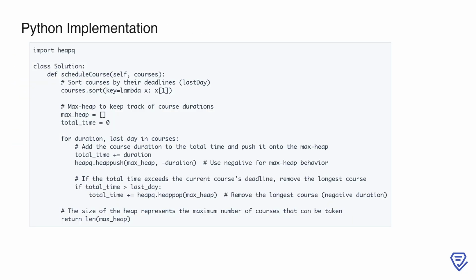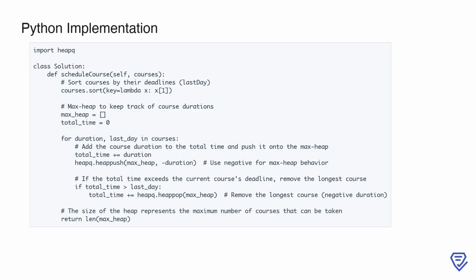Let's break down the solution to LeetCode problem number 630, Course Schedule 3. First, the goal is to maximize the number of courses we can take while ensuring all deadlines are met. Each course has a duration and a last day it must be completed by. To solve this efficiently, we use a greedy algorithm combined with a max heap.